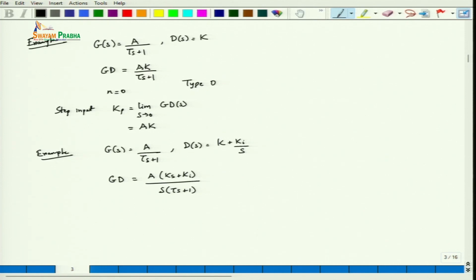So now if you see this system, if you consider the open loop transfer function, you will see that there is a pole at the origin, which implies that this is a type 1 system. And in this case our error constant Kv is limit s tends to 0 of s times Gd of s. So in this scenario it will turn out to be A times Ki.